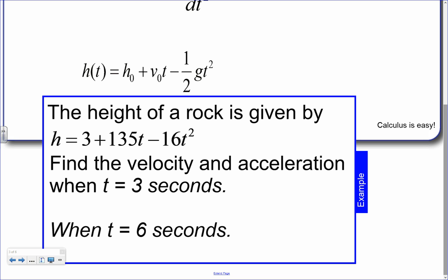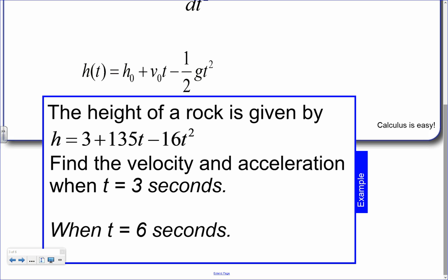So what we're going to do is just find h prime here, which is going to give me my velocity function, and then h double prime will give me my acceleration function. So velocity of t is equal to h prime of t, which equals 135 minus 32t. And then acceleration with respect to t is the second derivative of this. It's h double prime of t, which just equals the constant negative 32.